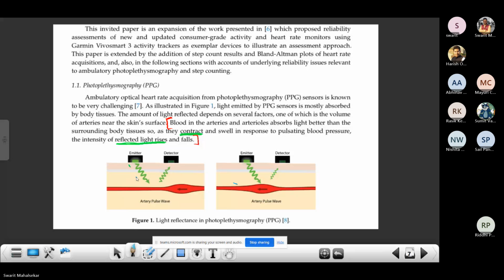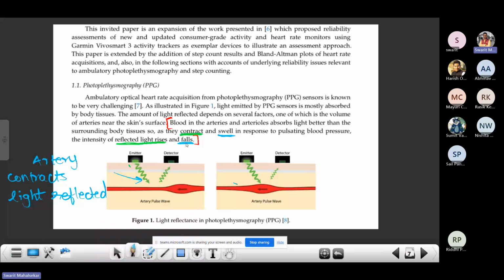So let me just write over here. When my artery contracts, the light is reflected back to the detector. Okay, and now you just focus upon this particular part. When the artery swells, the intensity of the reflected light falls down. That means what? Majority of the light which is incident on this particular artery has been absorbed by the artery only. That means by the blood which is present inside the arteries. I hope you are getting this particular point.